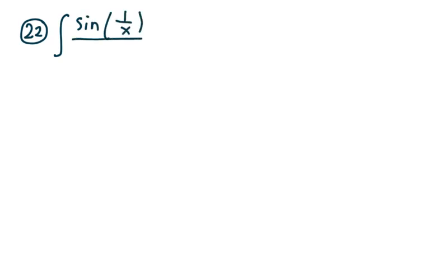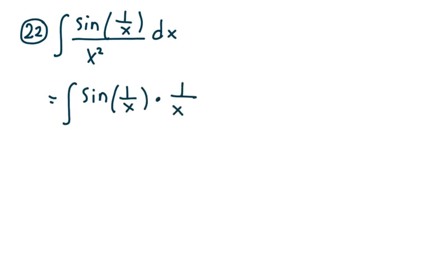So let's take a look at problem number 22. Suppose we have the integral of sine of 1 over x divided by x squared dx. Now, if you don't mind, I'm going to write this as the integral of sine of 1 over x times 1 over x squared dx. So, in other words, I'm taking sine of 1 over x, and I'm taking that quantity times 1 over x squared dx. That is legal.